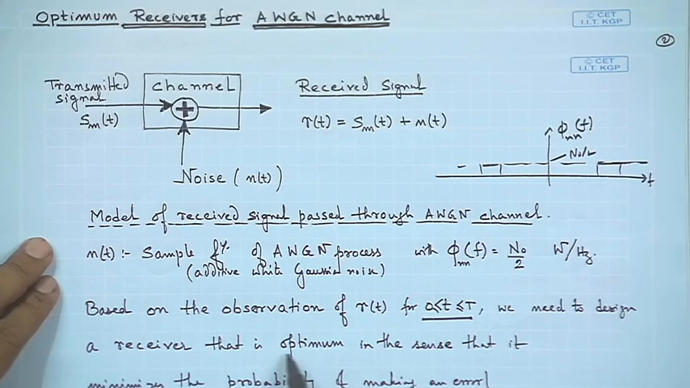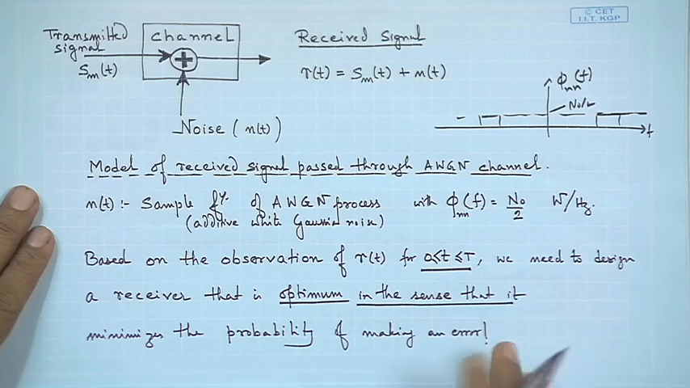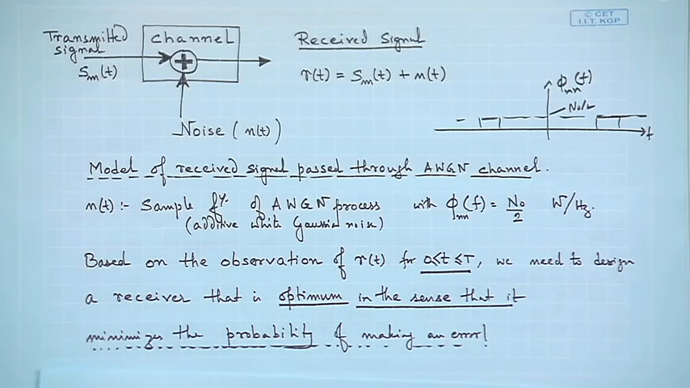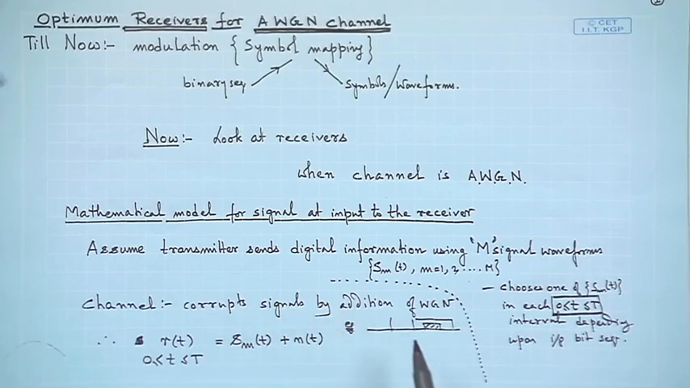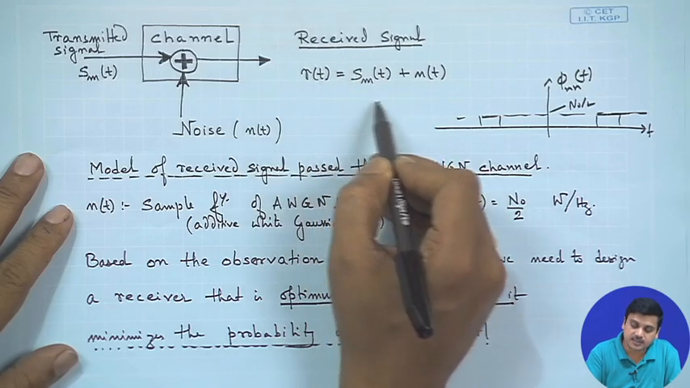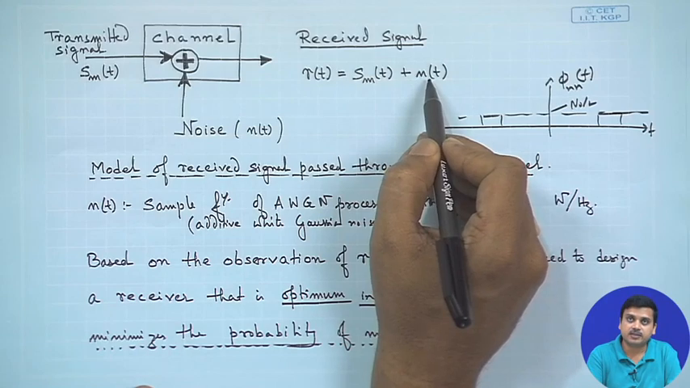We say that it is optimum in the sense that, whenever we define optimality, you have to define a particular criterion, so that it minimizes the probability of making an error. Why do we make such a statement? The reason would be clear if we look at the signal that we are talking about. We can use this representation: we have sent s_m, and the receiver receives s_m(t) plus noise.